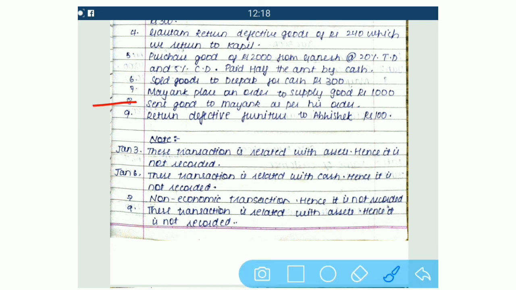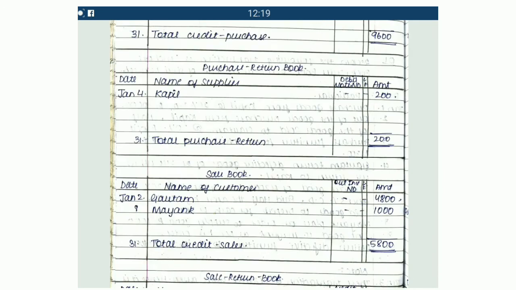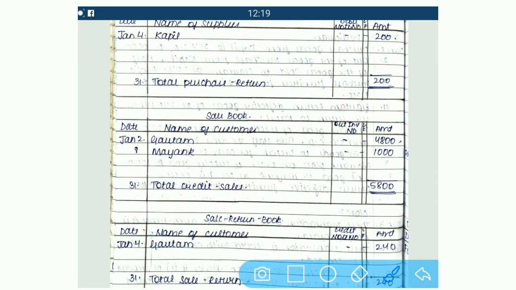Then January 8, send goods to Mayank as per his order. Now Mayank placed an order to supply goods worth rupees 1,000 and we are sending goods to Mayank. तो हमने सेल्स किया तो सेल्स बुक में हम रिकॉर्ड करेंगे, that is Mayank, and he placed the order of rupees 1,000. That's why 1,000 is recorded over here.